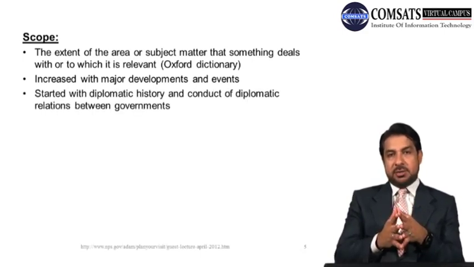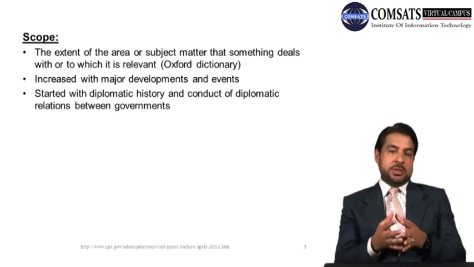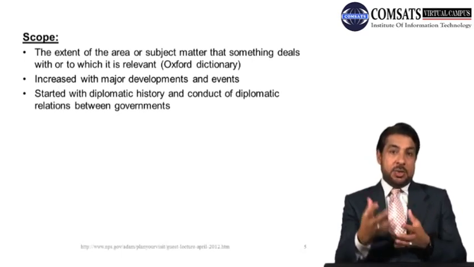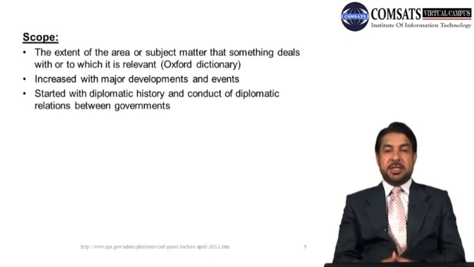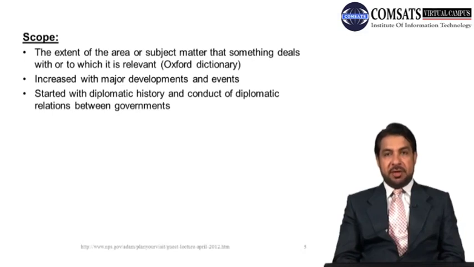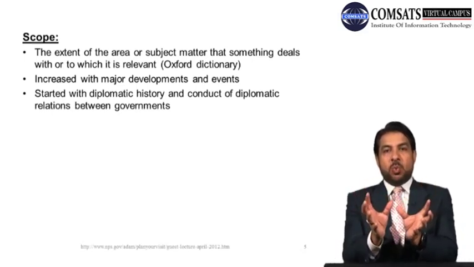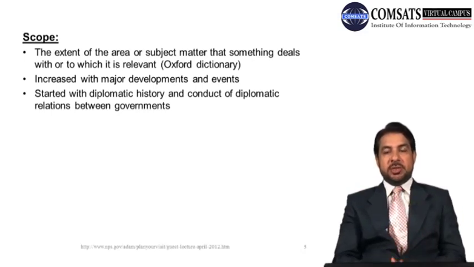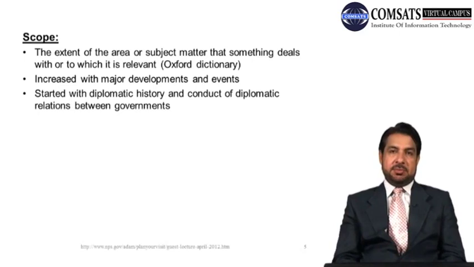The scope of IR started with diplomatic history. Again, the same as we discussed in the international relations definition. Earlier, it included the activities of the diplomats and the negotiations and the talk, basically the relations at political level, the relations at governmental level. So only this much part was included in the scope of international relations. And international relations was not interested in other types of activities. So this was in the beginning.